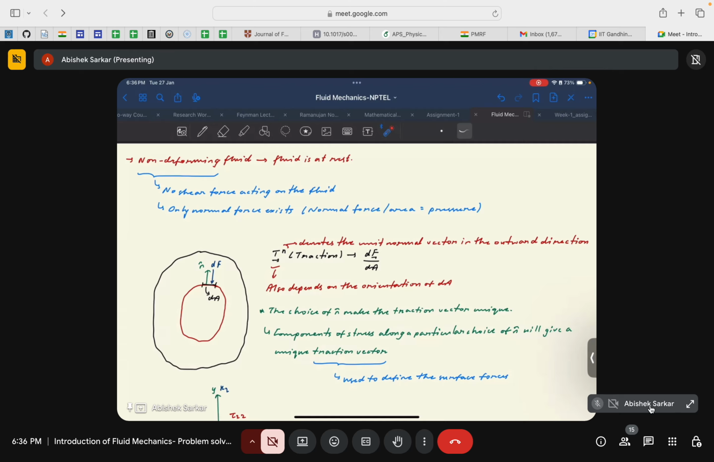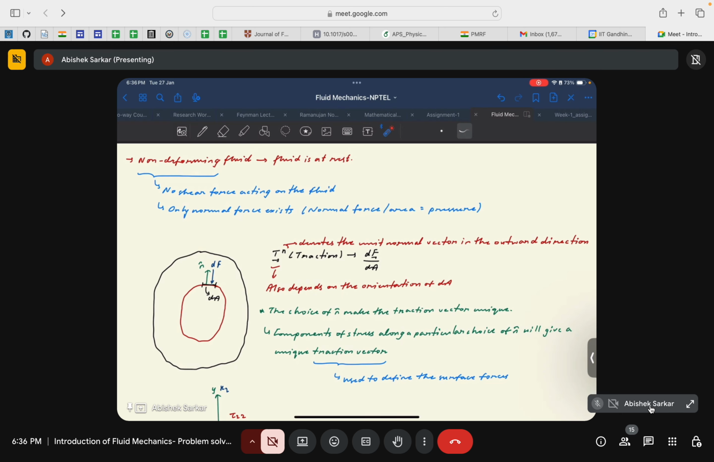So, as I was mentioning, it is clearly discussed in the lectures that if the fluid is in motion, it does not mean that there is no pressure. Okay, pressure still exists, but additional forces will come into the picture, which are known as the shear force.